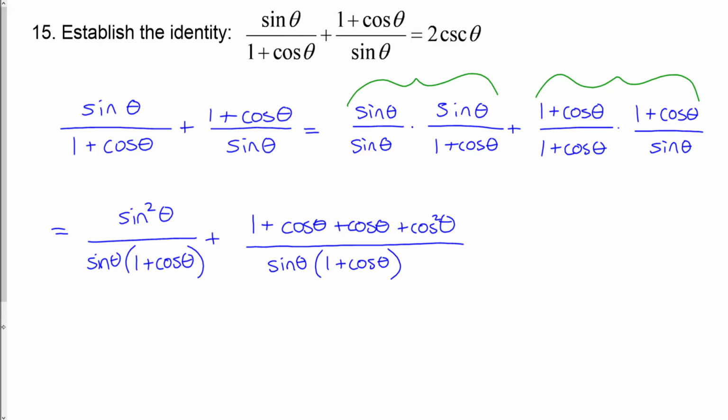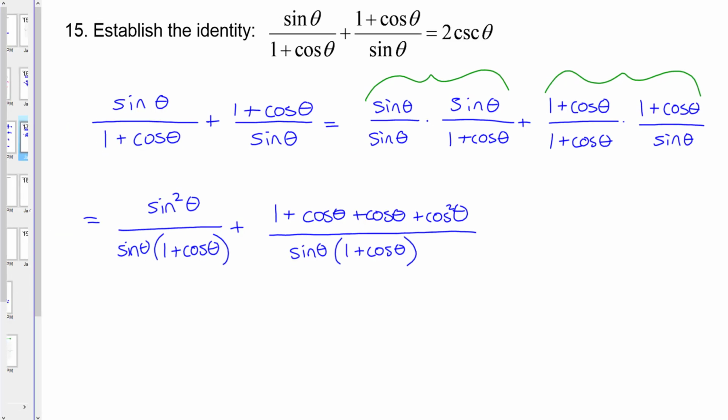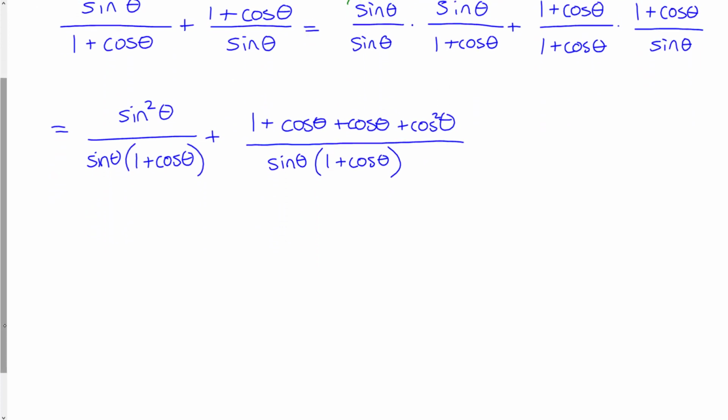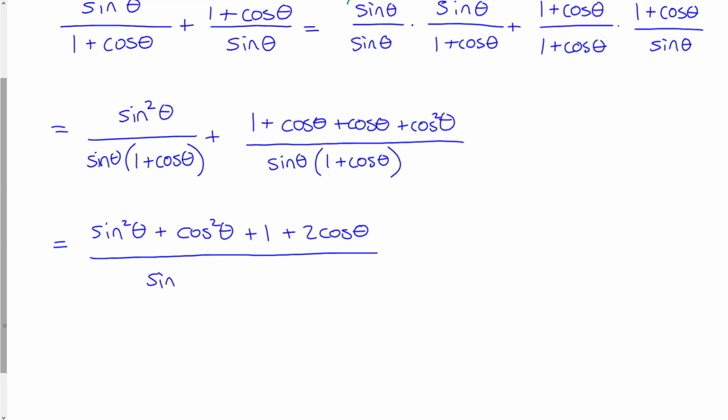Okay, now at this point, I am thinking to myself, all right, I see a sine squared and I see a cosine squared. Those are probably going to cancel out to 1. So I'm working on going that direction now. And because my numerators are added together, I can write sine squared theta plus cosine squared theta plus 1, and then I have 2 matching cosine theta, so plus 2 cosine theta. And that's going to go over my common denominator.